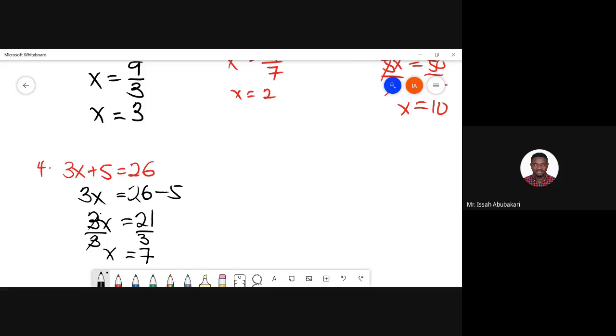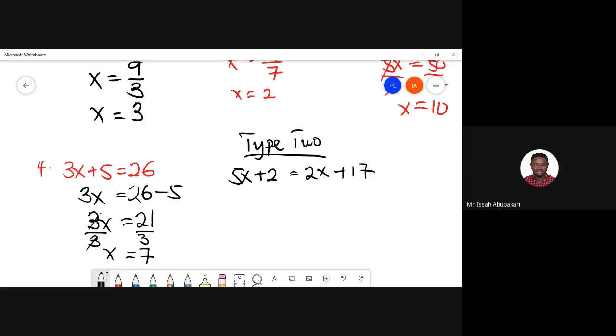Now let's move on to type 2. Type 2 question. Type 2 is when we have a variable on both sides. So an example of such a question. We are going to have 5x plus, let's say, 2 should be equal to 2x plus, let's say, 17. This is a type 2 question. When we have variables on both sides.